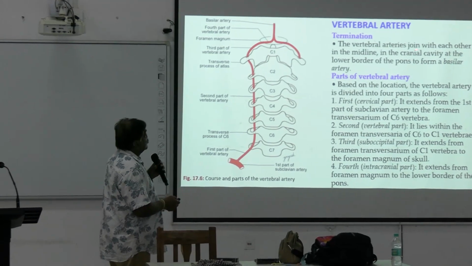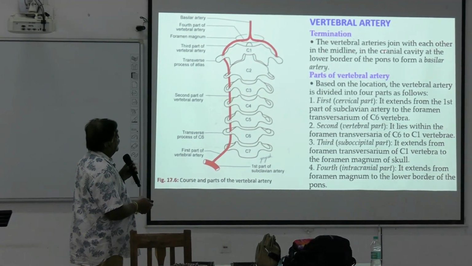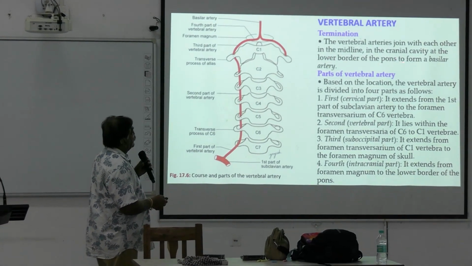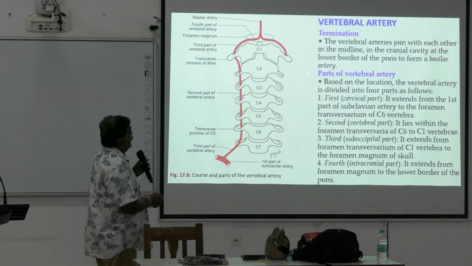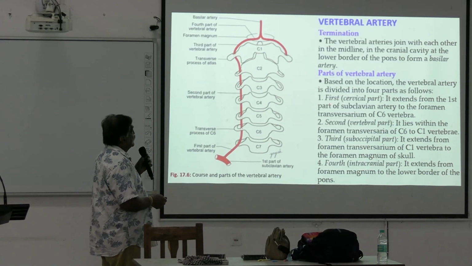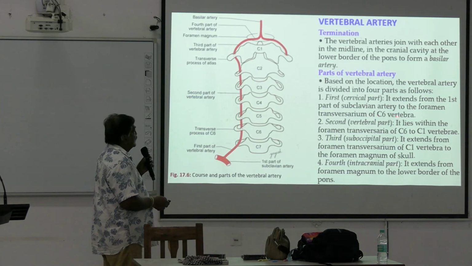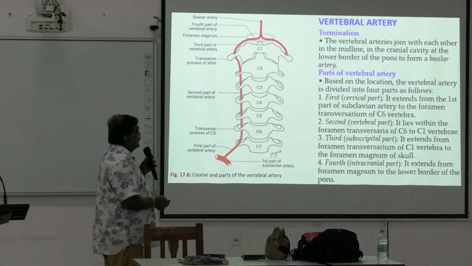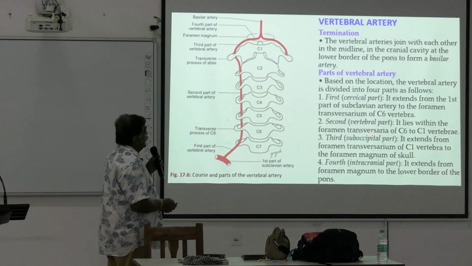The vertebral arteries join each other in the midline, in the cranial cavity, at the lower border of the pons to form the basilar artery. Now, based on location, the vertebral artery is divided into 4 parts as follows. First, the cervical part, which extends from the first part of the subclavian artery to the foramen transversarium of C6. Second part, vertebral part, it lies in the foramen transversarium of C6 to C1.